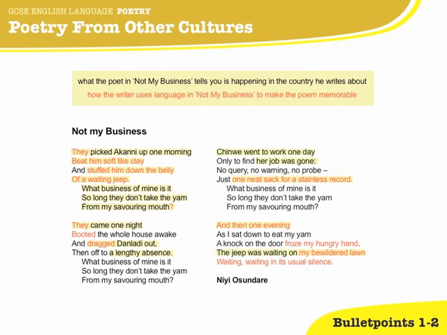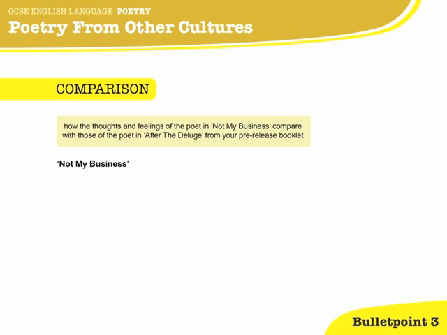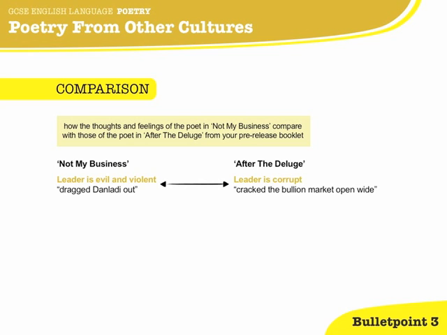The third bullet point asks for a comparison about both poets' feelings. They both write about their feelings towards the way their leaders govern their country, so this is what I'll focus on. In the unseen poem, the leader is evil and violent. Here's an example: dragged Dan Laddie out. In After the Deluge, the leader is corrupt. Here's a quote: crack the bullion market open wide. Both poets present their leaders here in a negative way.